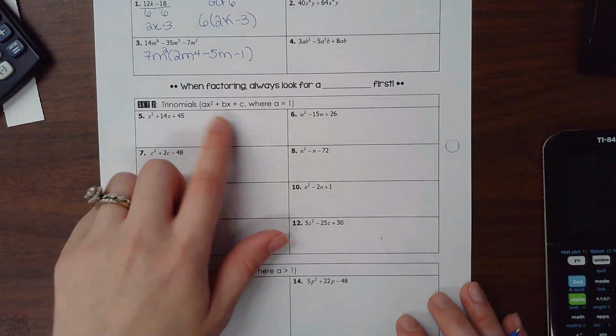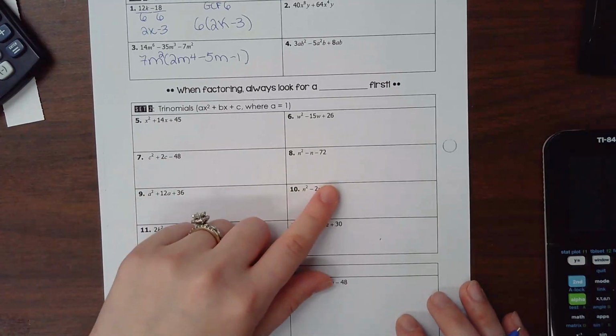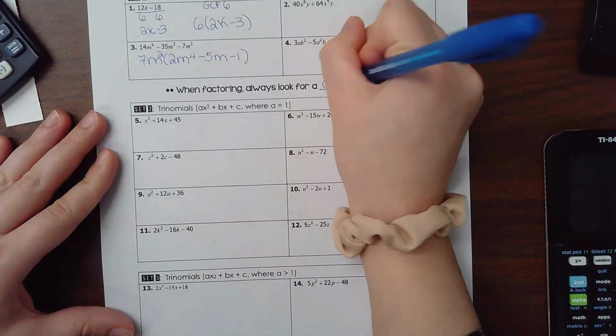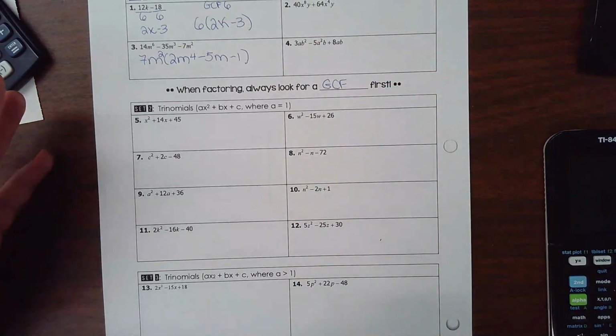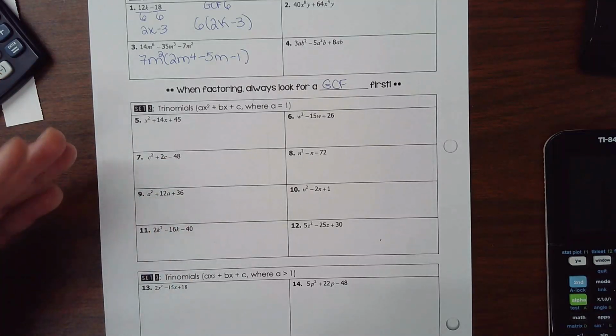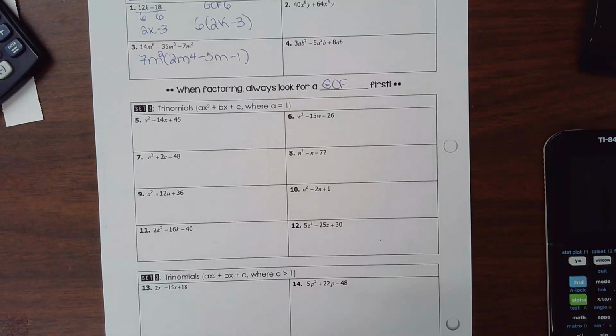This is like the method we learned back in Algebra 1. When factoring, always look for a GCF first. The way I learned it, I know there's multiple ways of doing this, but I learned one way, and hopefully you'll see it's the same way.